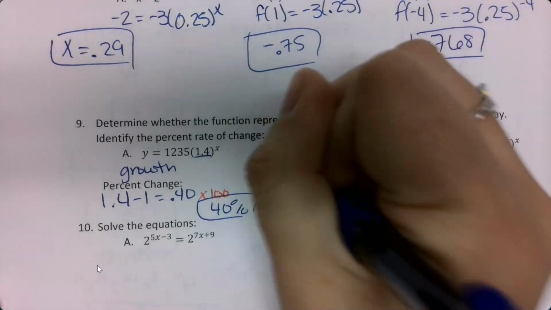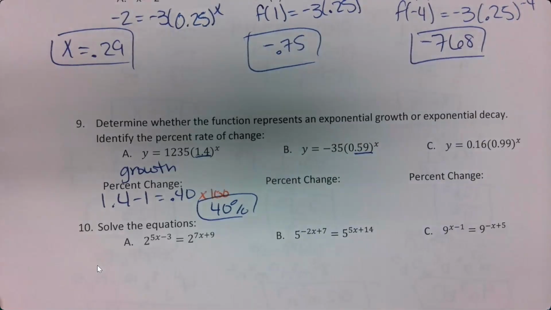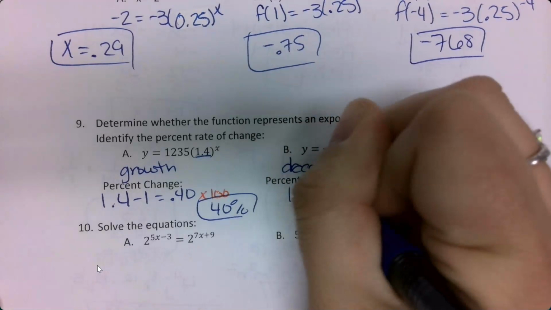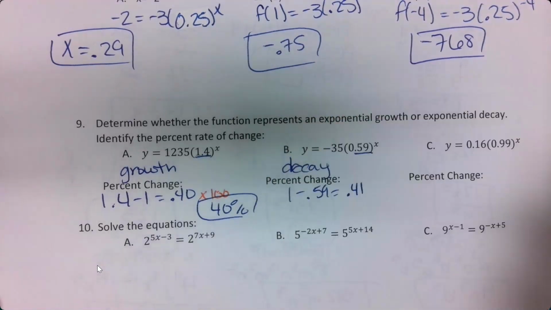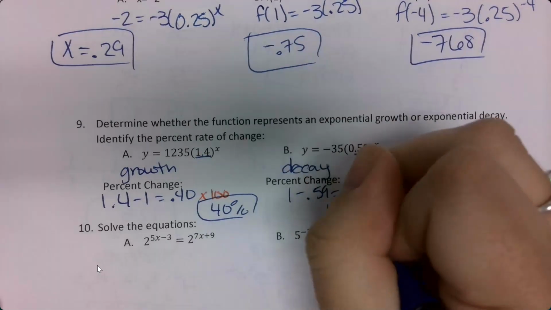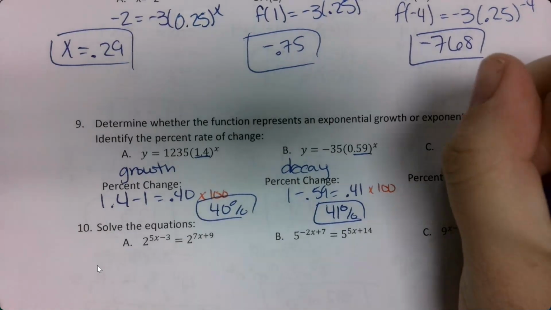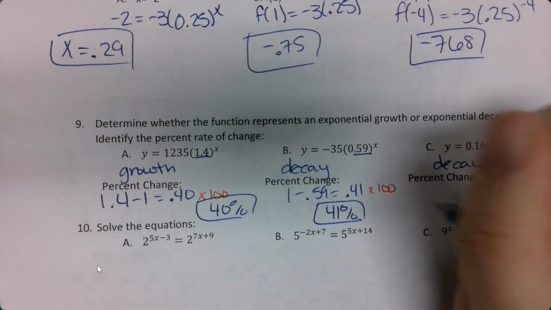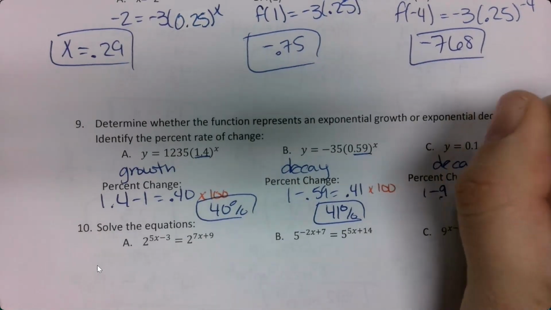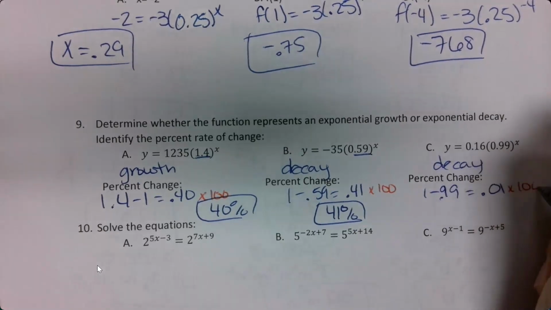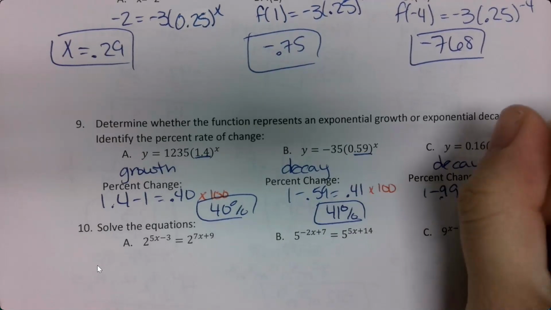On B, this one is less than 1, so it's decay. So I do 1 minus 0.59, which gets me 0.41, times 100 is 41%. This one again is also less than 1, so it's decay. I have 1 minus 0.99, which gives me 0.01, times 100 to turn it back into a percent is 1%.